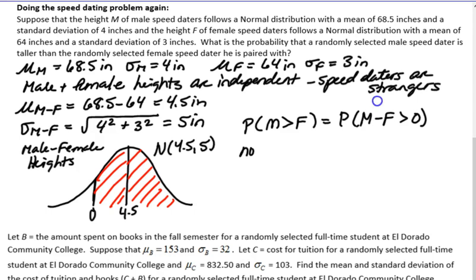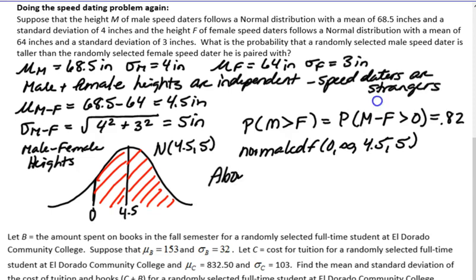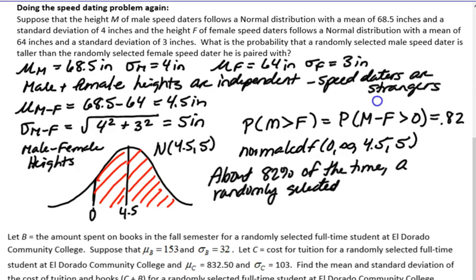Now we'll do normal CDF, and we'll go from 0 to infinity with a mean of 4.5 and a standard deviation of 5. And it turns out that this is equal to 0.82, so our simulation was very accurate. So about 82% of the time, a randomly selected pair will have a taller male.